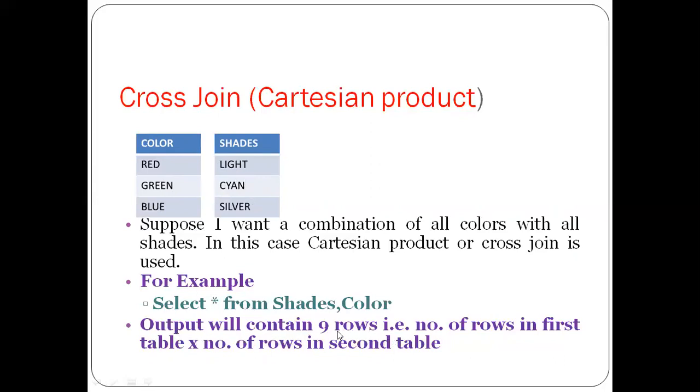The output contains 9 rows. The number of rows in the first table is multiplied by the number of rows in the second table. How to make a Cartesian product? Number of rows from the first table times number of rows from the second table. You just have to write SELECT * FROM first table, second table.